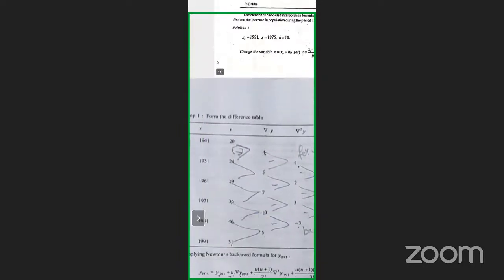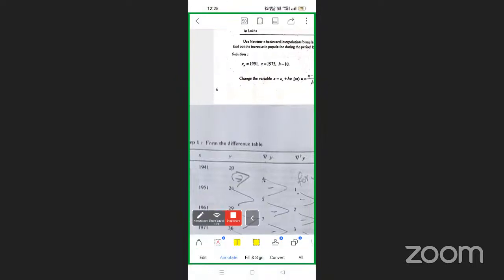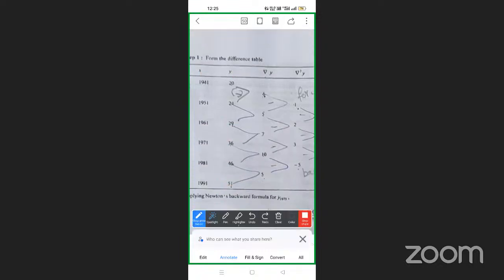Next, the difference table. So X values and Y values. X values are nothing but years, 1941 up to 1991. Y is nothing but population in lakhs: 20, 24, 29, 36, 46, 51.